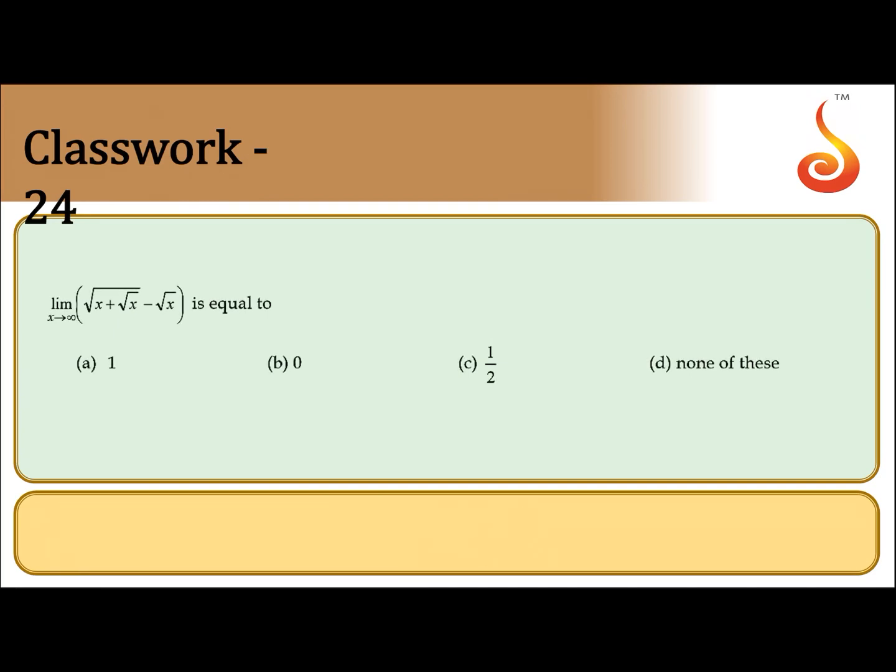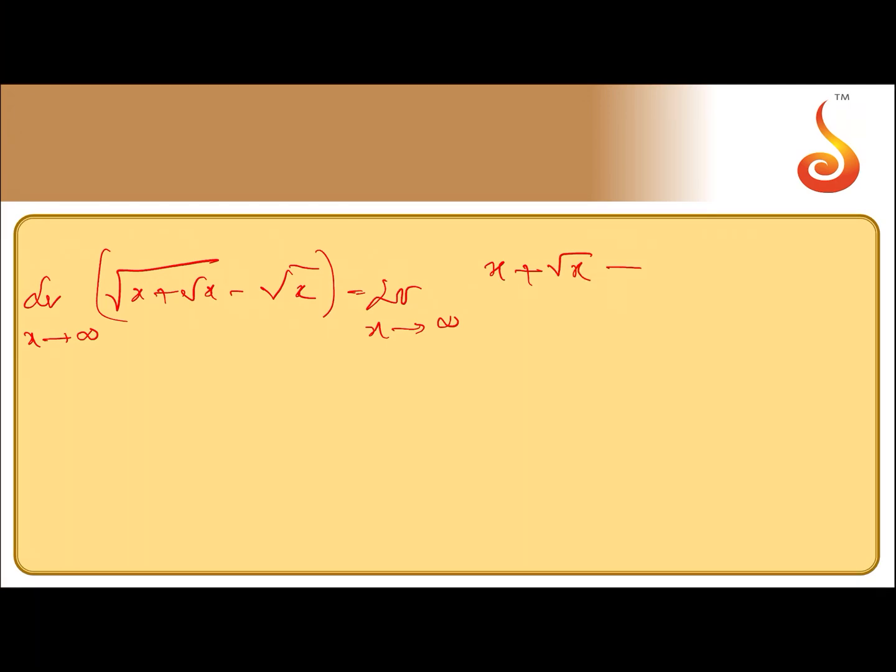Coming to the limit as x tends to infinity of square root of x plus root x, minus root x. Let me simplify this one by rationalizing it. This can be rationalized as the limit as x tends to infinity of x plus root x minus x, divided by square root of x plus root x plus root x.